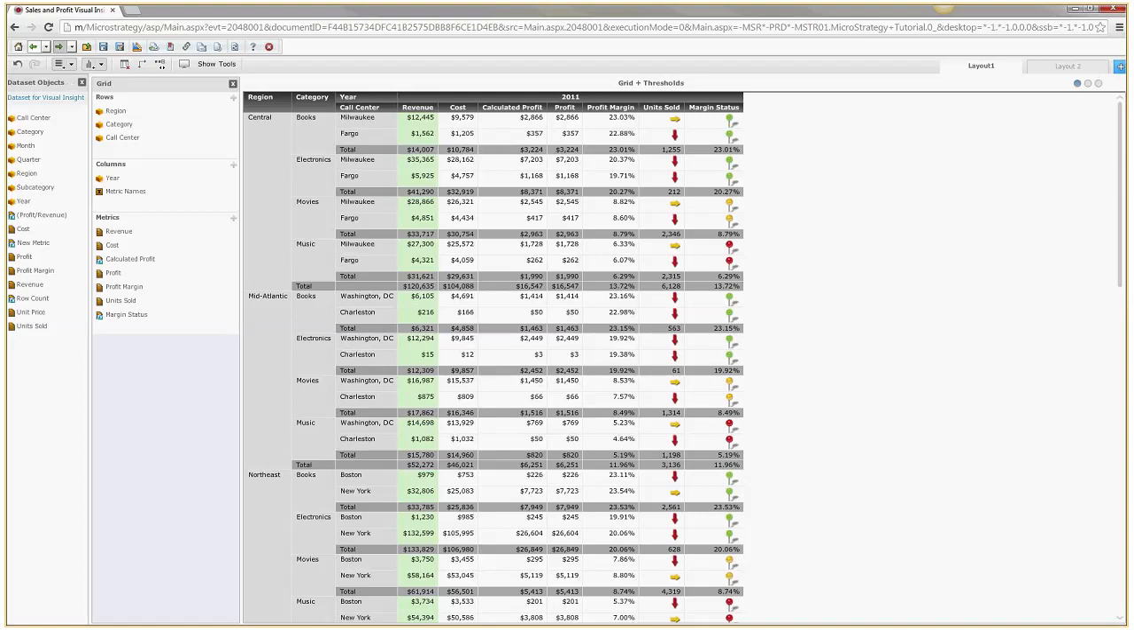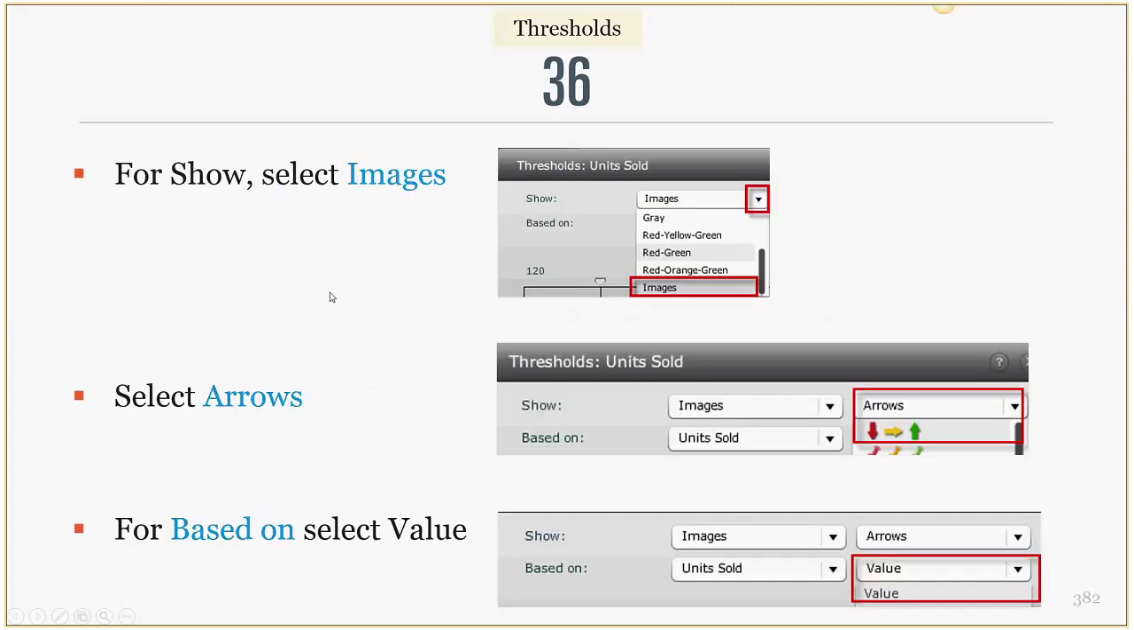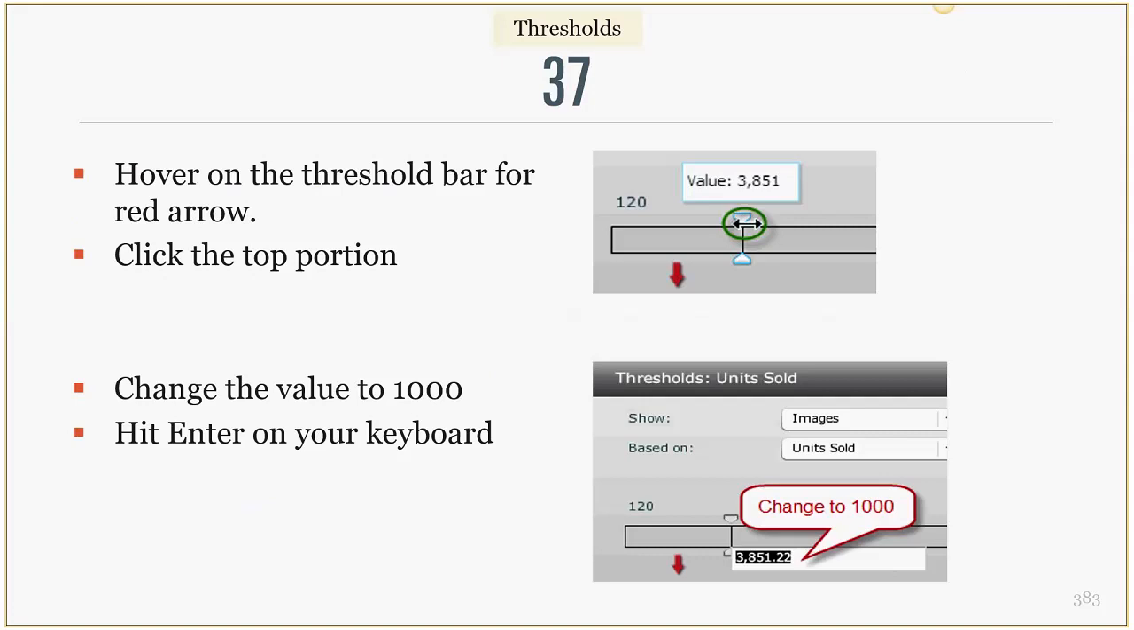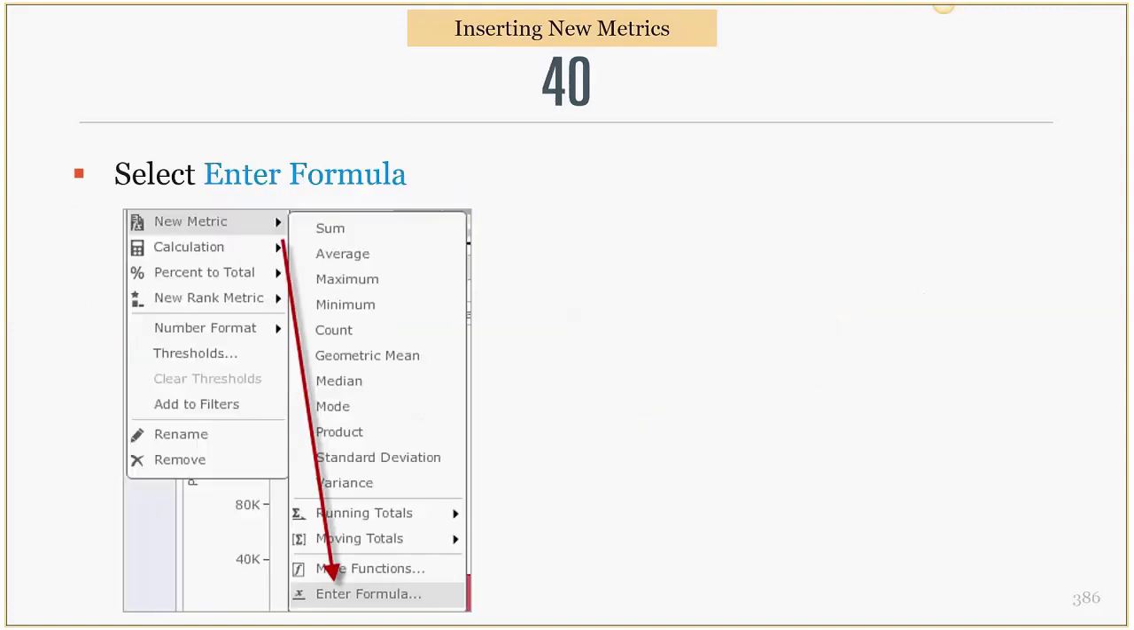So going back to the slides. We have seen how to do thresholds. We have chosen a specific format of the threshold. We have set the values for thresholds, both for the red and yellow. And we have learned how to insert new metrics.